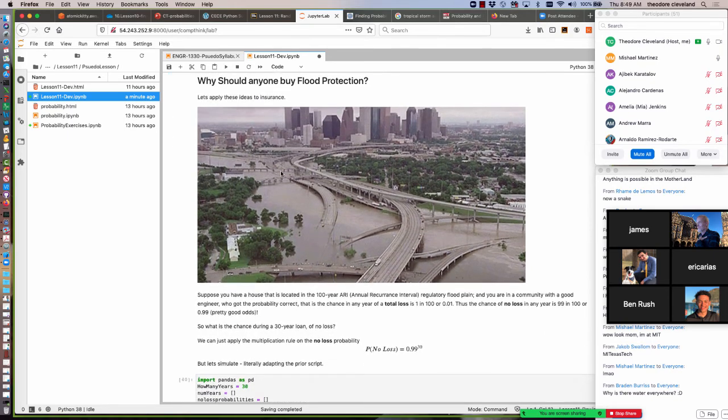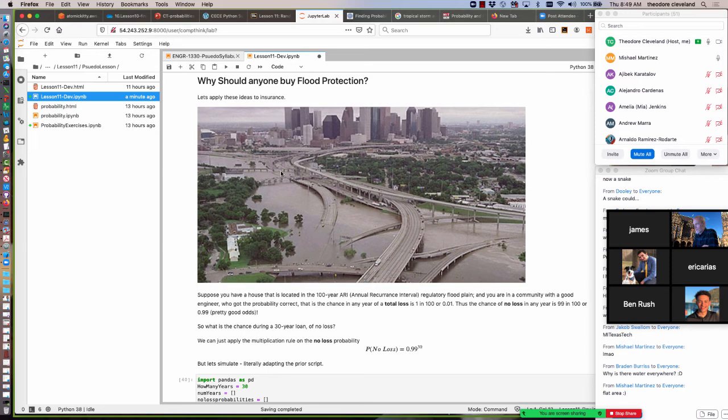So let's extend these ideas to insurance. So this is a very simple but fundamentally important way of calculating risk. And I've entitled this section, Why Should Anyone Buy Flood Insurance?